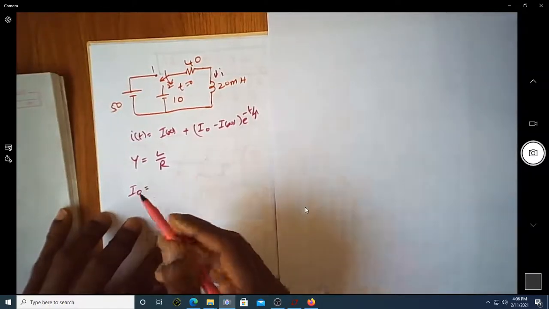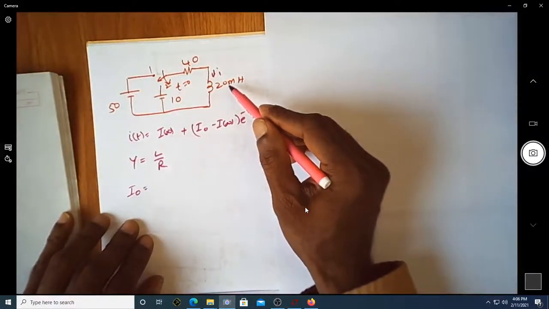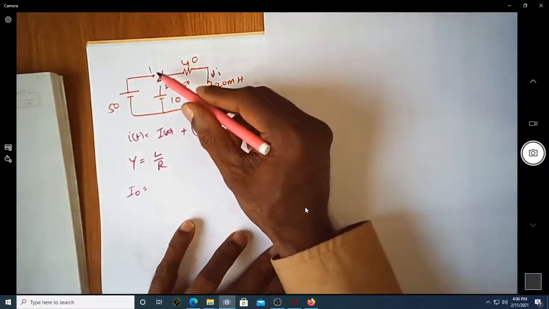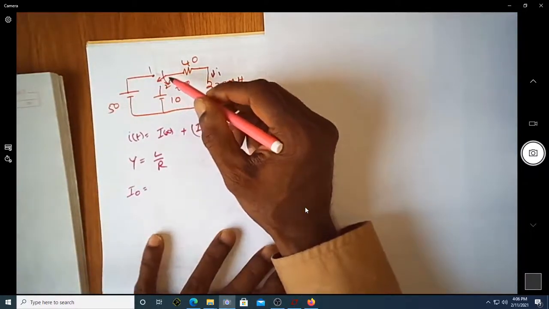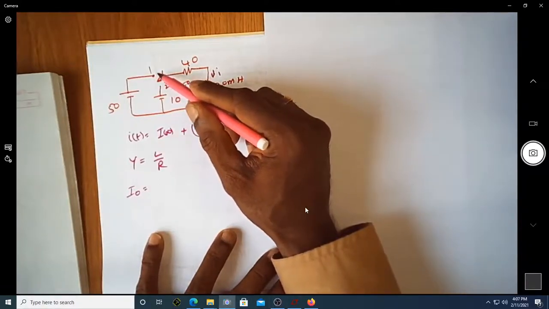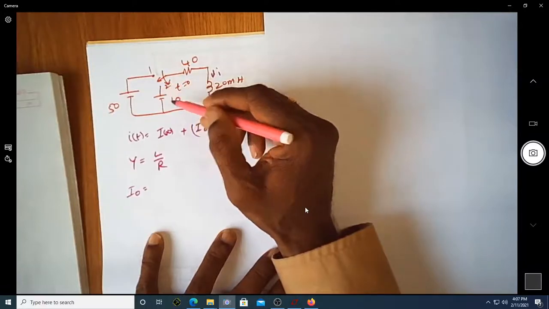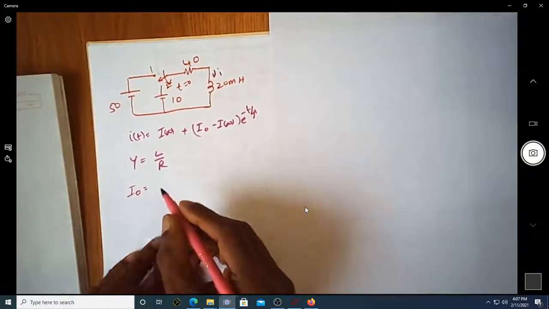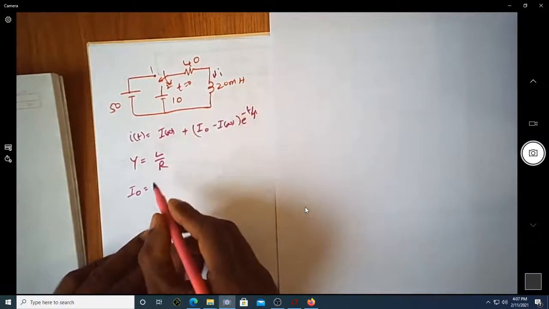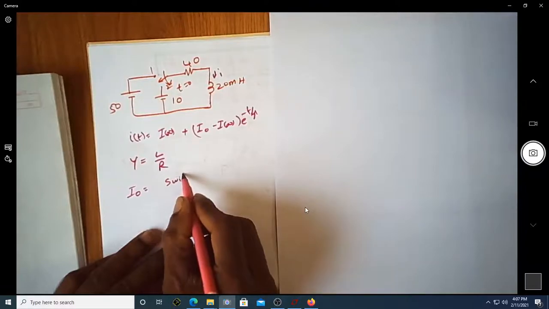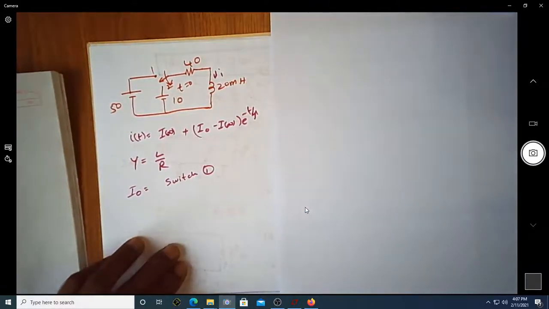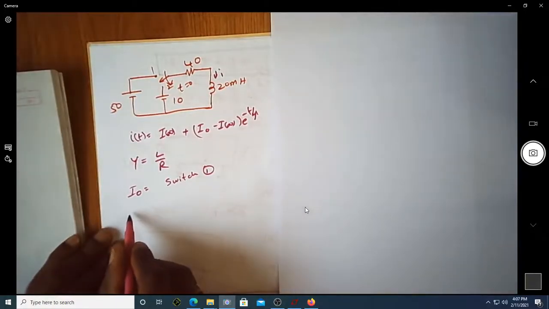I naught is nothing but the current that would flow in this 20 millihenry inductor when the switch is in position 1, because at t equal to 0, the switch is moved from position 1 to position 2. When the switch is in position 1, we have this as the equivalent circuit.